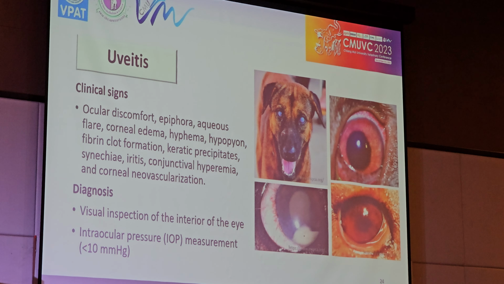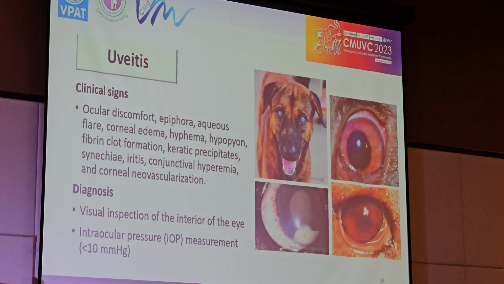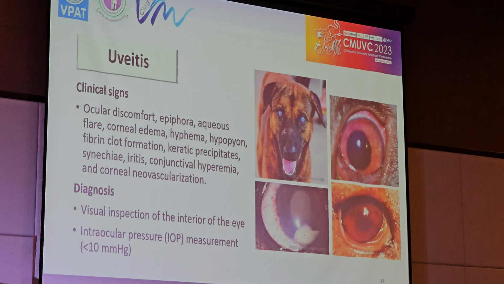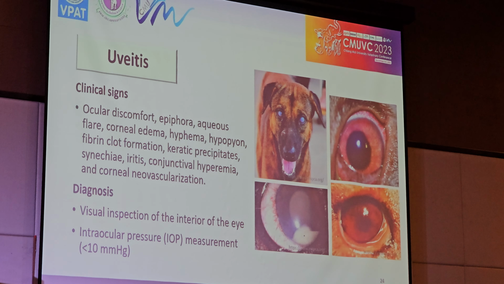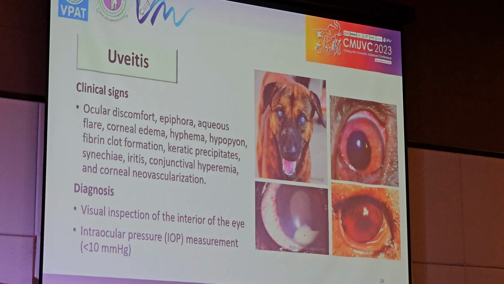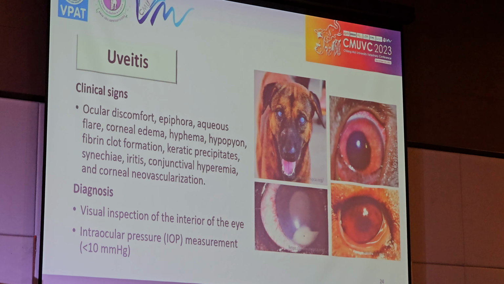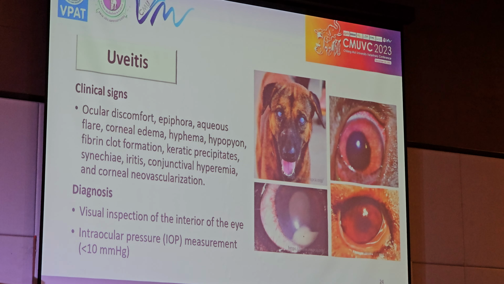And the clinical signs include ocular discomfort, epiphora, aqueous flare, corneal edema, iritis, conjunctival hyperemia, hypopyon, and hyphema, and so on. The diagnosis can be done by visual inspection of the anterior chamber of the eye and intraocular pressure measurement, where a value less than 10 millimeters of mercury is a clinical sign of uveitis.